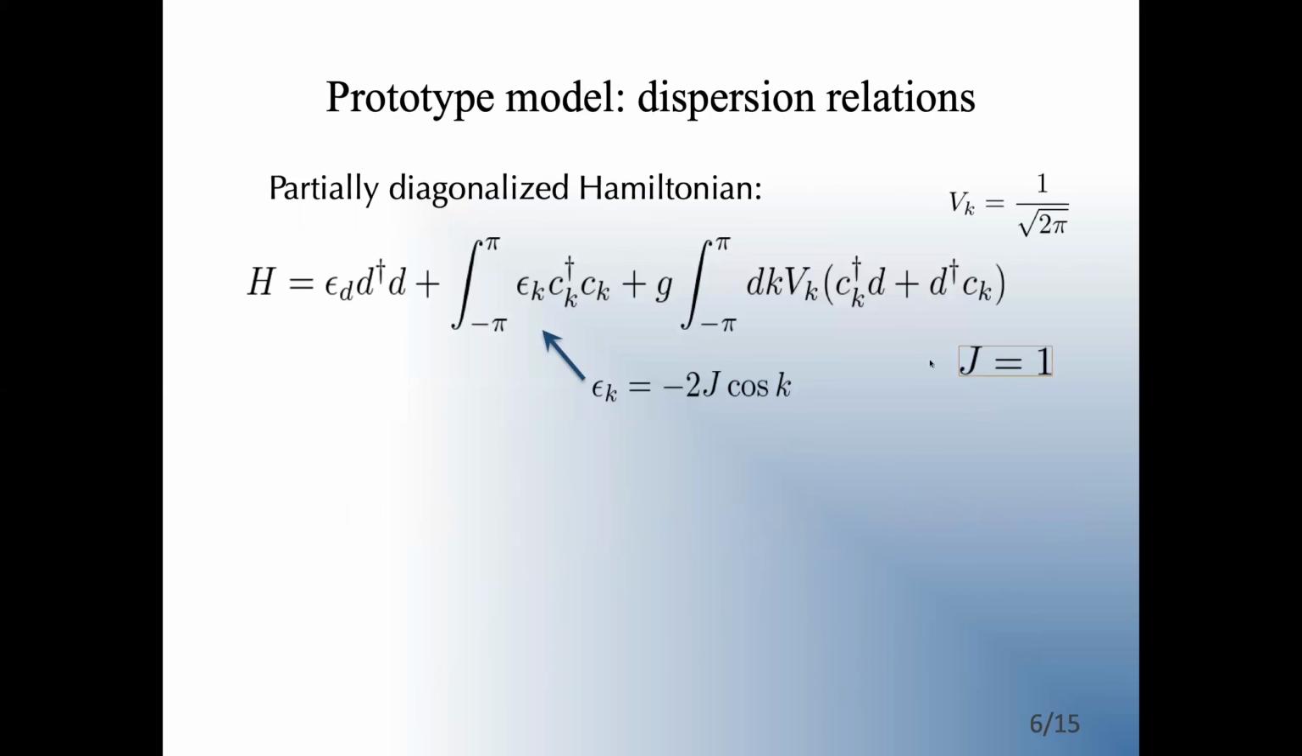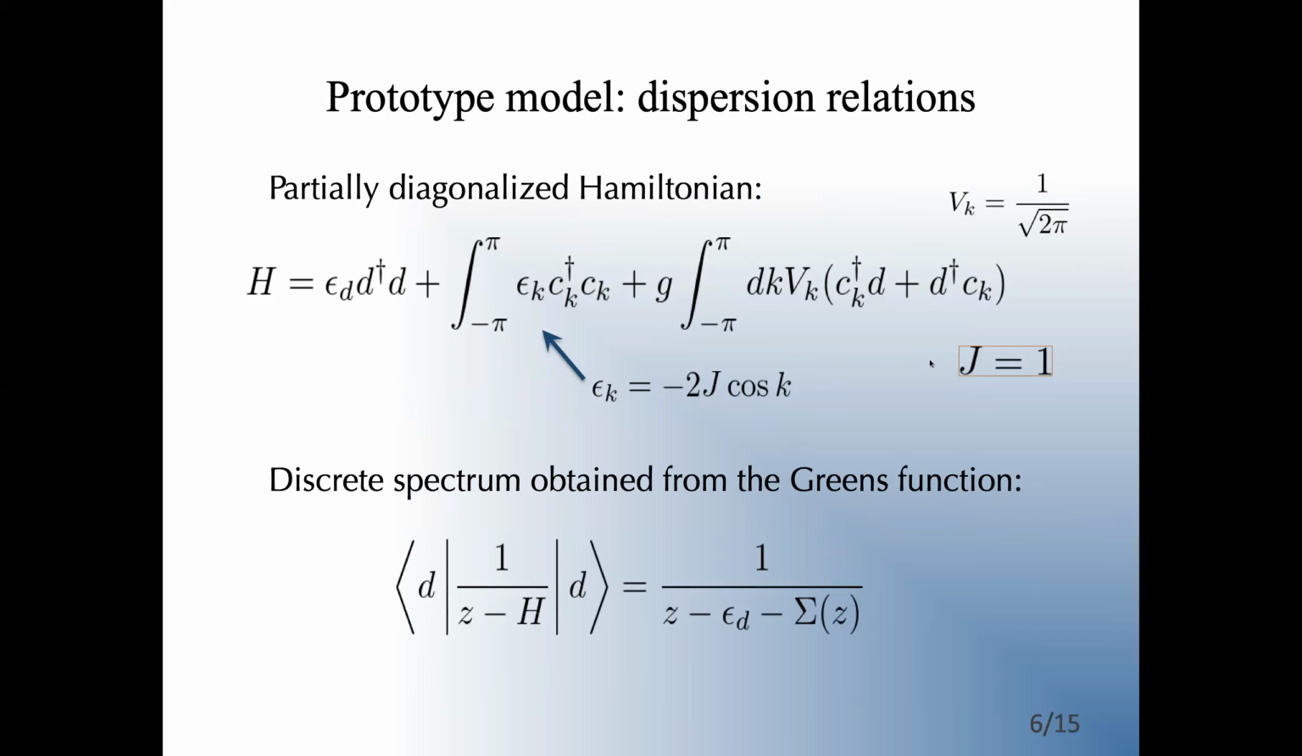We can easily diagonalize the tight binding portion of the model by introducing this simple Fourier transform. Doing so, we obtain the partially diagonalized Hamiltonian, in which epsilon k is the usual tight binding dispersion, which forms a conduction band that extends from -2 to +2 after we set J equal to 1. And we note that this has the usual 1D Van Hove singularities at either edge, -2 or +2.